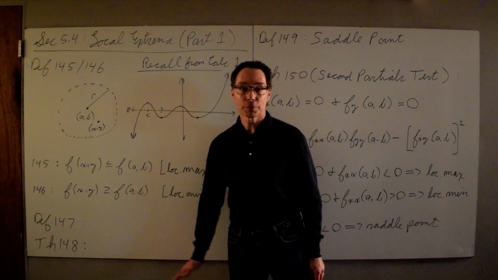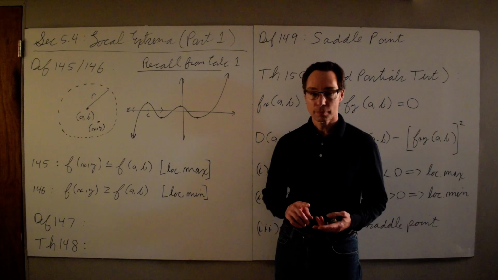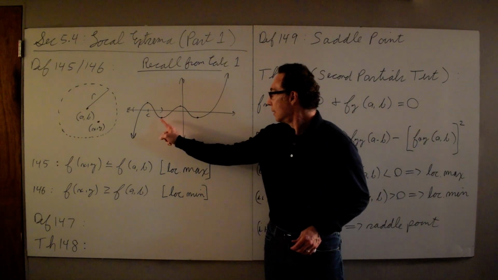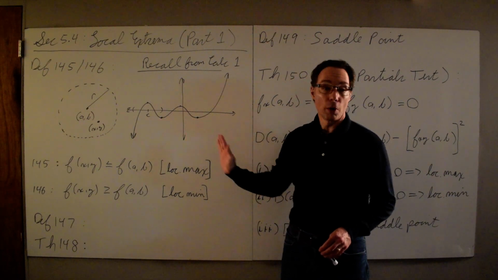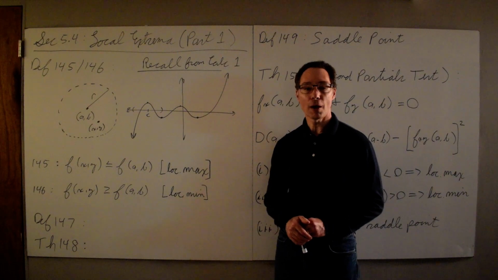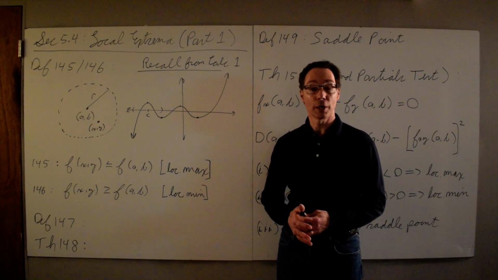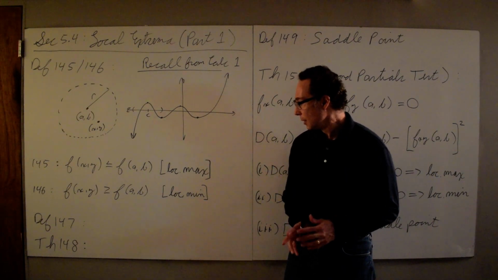Remember from calculus. Why were we interested in critical numbers? If a function had a local max or a local min, then that point was a critical number. And so what we did is we found the critical numbers and we looked for the local maxes and local mins at the critical numbers. We didn't always find them there, but that's where we looked.